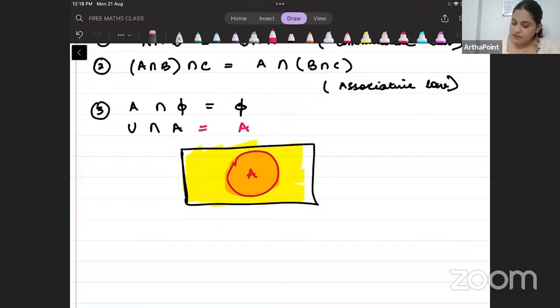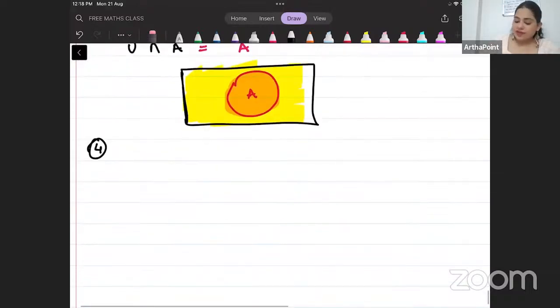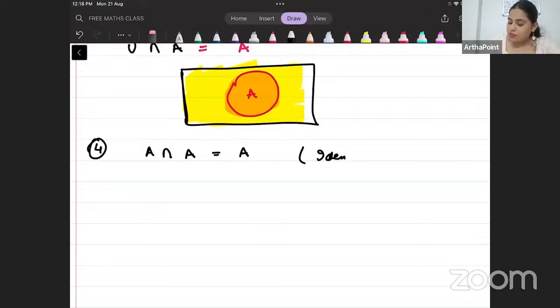Beta, next property, fourth property. If I find common between A and A, that will be A only, na? Both are the same thing, so common between A and A will be A. Beta, this is known as idempotent law. I hope this is clear.